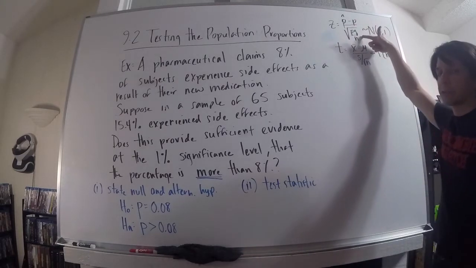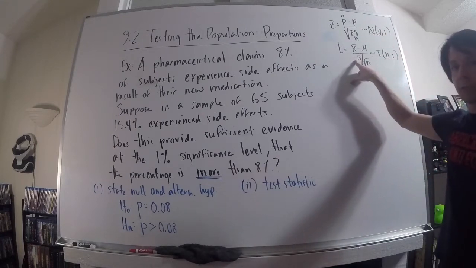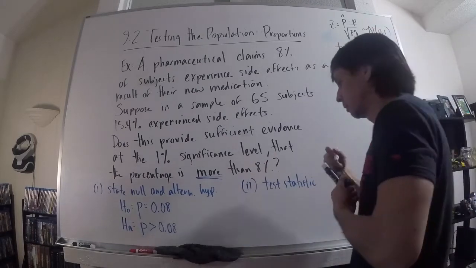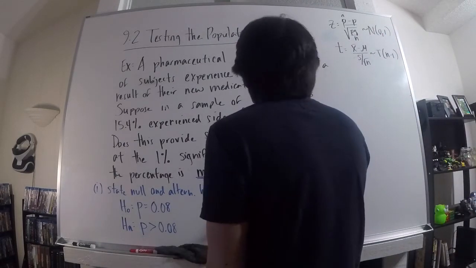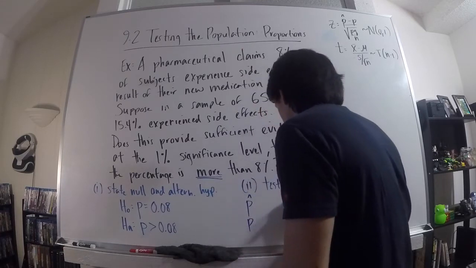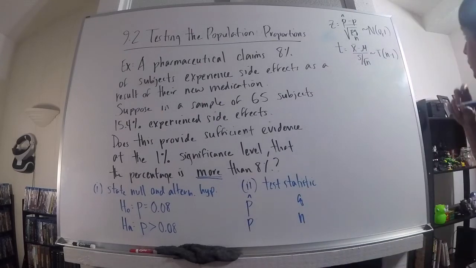The one with P's, hats, and P's are obviously for proportions. The one for X bar and mu's is for means. So we're doing the Z one. Look at what we need. I'm going to start writing it down here. I need a P hat. I need a P. I need a Q. I need an N. That's it. Okay.